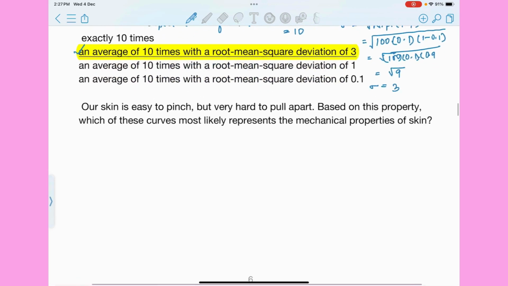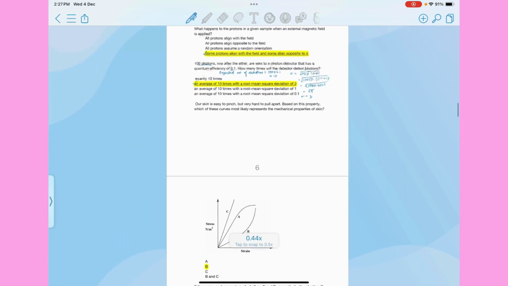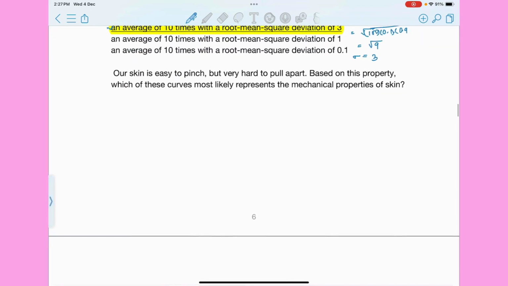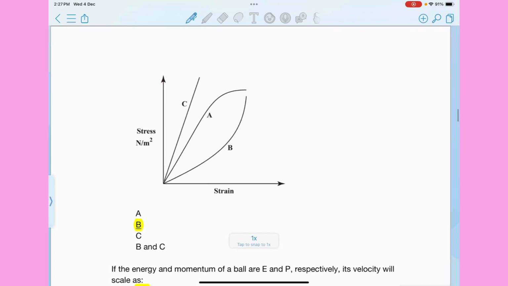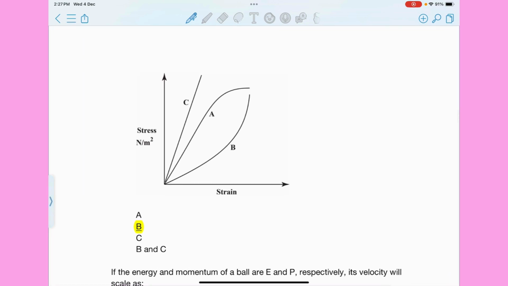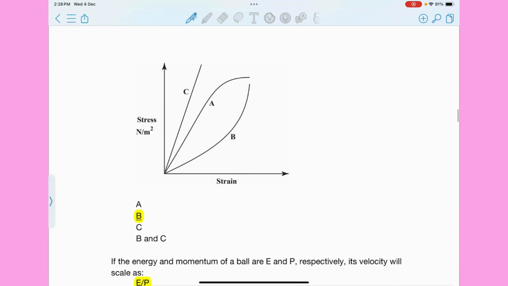Next question says, our skin is easy to pinch but very hard to pull apart. Based on this property, which of these curves most likely represents the mechanical properties of skin? Okay, so it's the stress upon the strain thing.